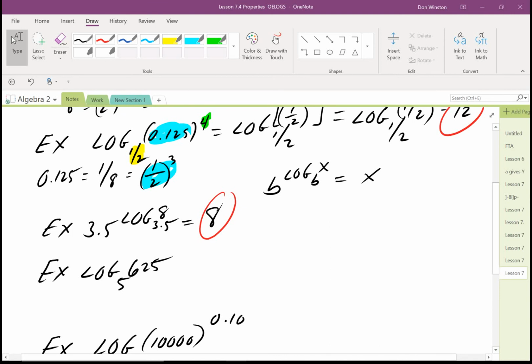The next one, we're working with base 5, so we need to write 625 in terms of base 5. So 625 will equal 5 raised to the fourth. I believe, just let me verify with my calculator, 5 raised to the fourth is equal to 625. That's correct. So then this will equal log base 5 of 5 raised to the fourth, and that will just equal 4.